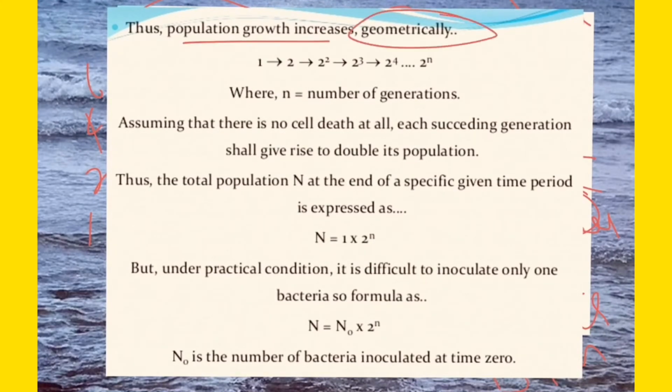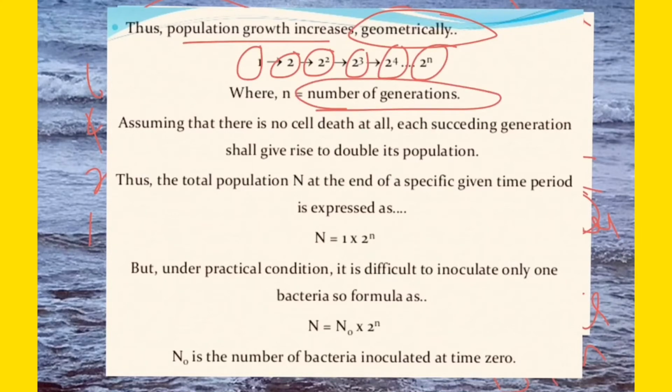Population growth in bacteria is studied geometrically. Geometrically, the population of bacteria grows from 1 to 2, 2 to the power 2, 2 to the power 3, 2 to the power 4, and so on. All these exponents are the number of generations. If you are thinking of the third generation, how many cells are there? Starting with 1, you multiply by 2 three times, then you understand the number of cells. This is the formula.